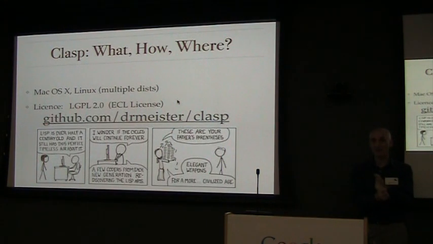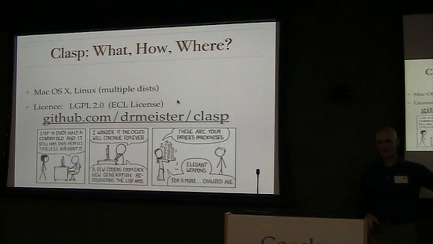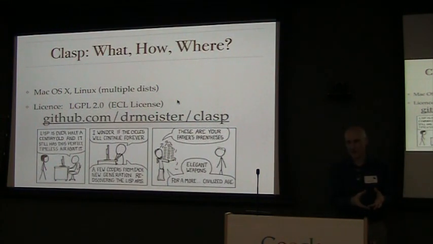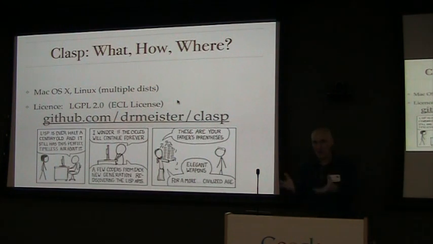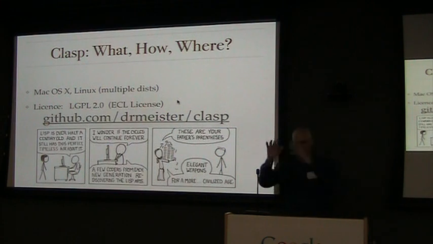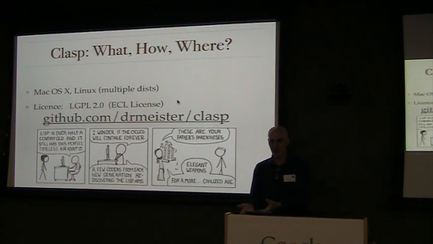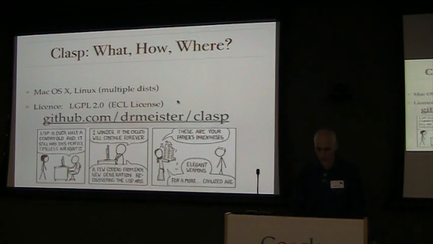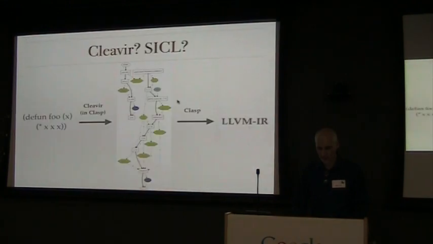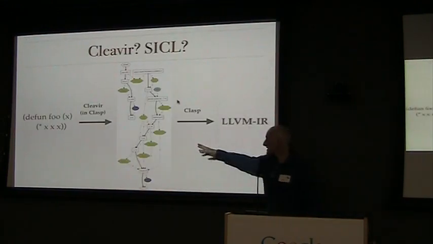So compile and compile file, and then I go through Cleaver. Cleaver is a much more sophisticated compiler. It takes S expressions to an abstract syntax tree, the abstract syntax tree to high intermediate representation, HER, and then HER to medium intermediate representation, MER, and that's what these things were. This is HER. This is MER.